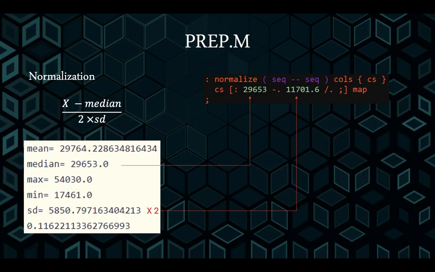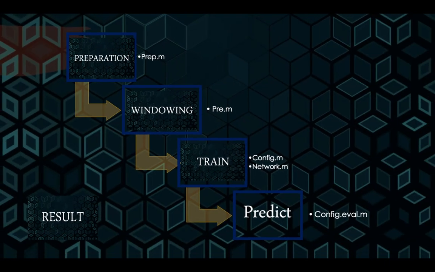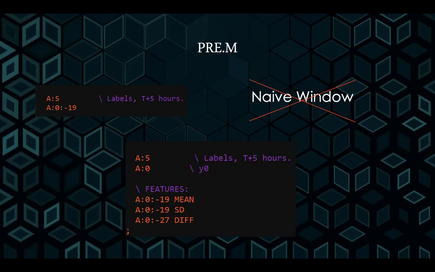The next thing we did is the normalization, which is really important to speed up our neural network to reach the minimum loss. And then we arrive at the windowing stage. First, we use a simple window, and why this is minus 19 is because, as I said before, this dataset has a repetitive pattern for 24 hours, and we are going to predict 5 hours into the future. So 24 minus 5 is 19, but it seems like this naive window doesn't really work well.